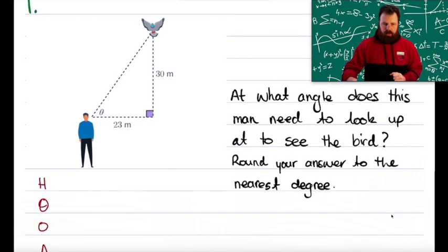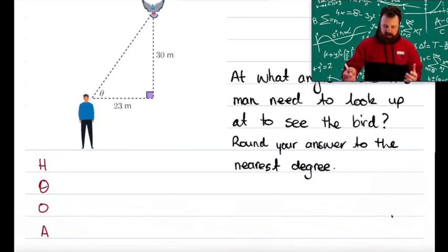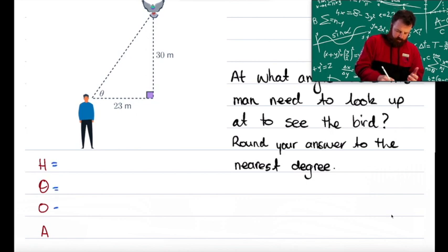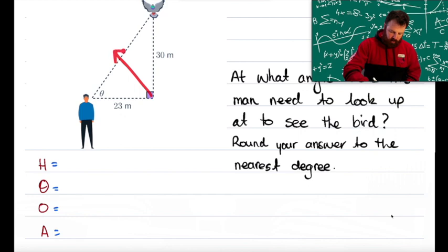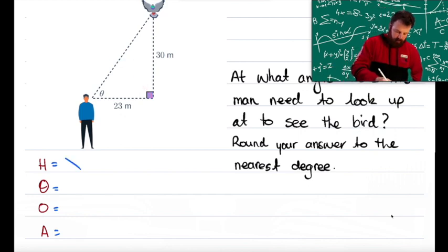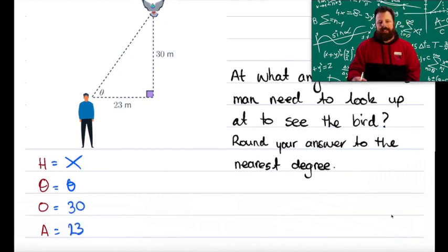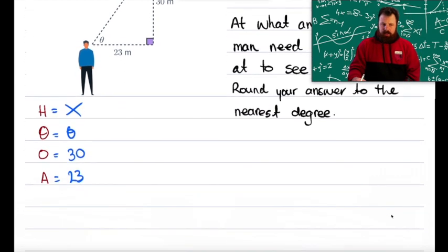Okay, no worries. So as always, let's go through and identify all our information. Our hypotenuse, the side opposite our right angle triangle, nothing. What's our reference angle? Well, our reference angle, we've been asked to find it, so our reference angle is theta. The opposite side, so on the other side of the triangle to our reference angle, is 30, and that leaves 23 as the adjacent side.